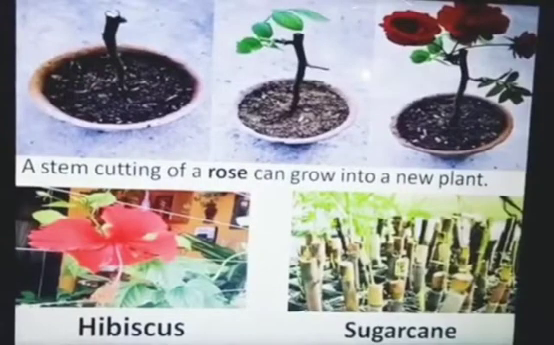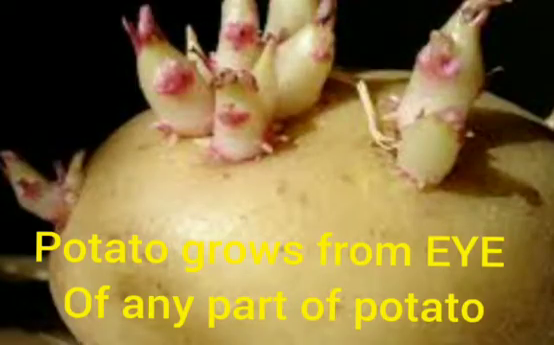Plants like rose, sugarcane and hibiscus grow from stem cuttings. Potato is a stem that grows underground and has buds called eyes. Any part of a potato that has buds on it can grow into new plant.